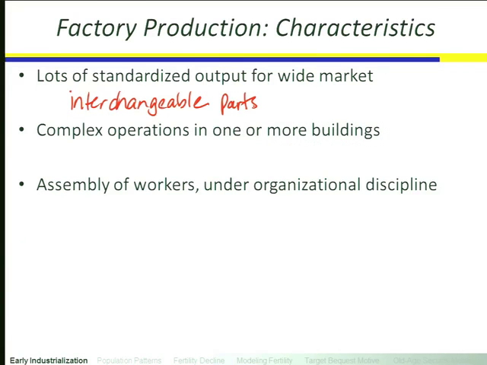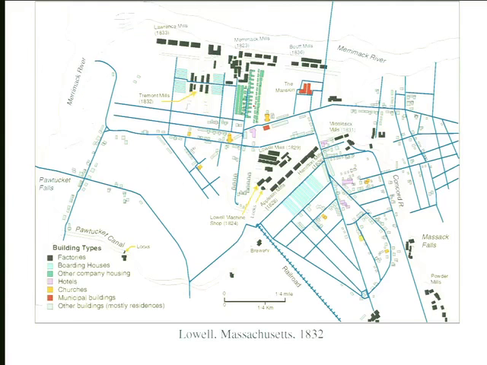There it is. Complex operations in one or more buildings. The illustration of this I showed you when we were talking about canals. This is a map of the area around Lowell, Massachusetts, where there was lots of textile manufacturing taking place. This map is from 1832, and I think you can see it. I showed you the other day the white lines. I emphasized that those were the canals. Let's not worry about the water right now. Let's worry about what's going on.